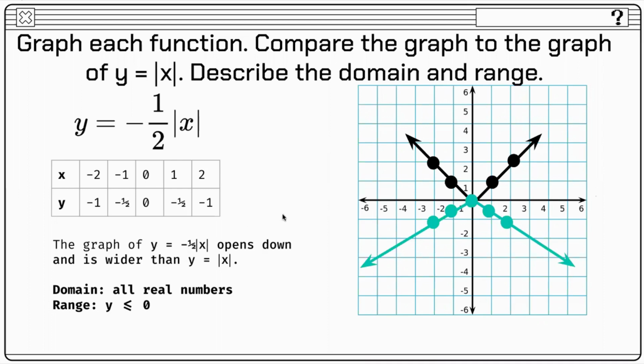As for your range, it's going to be a little bit different. You want to look at your vertex. In this case, it's at 0 on the y-axis. And from there, all your y values are going down. And so your final range is going to be y is less than or equal to 0, meaning that your range includes the value 0 and anything that is less than 0.